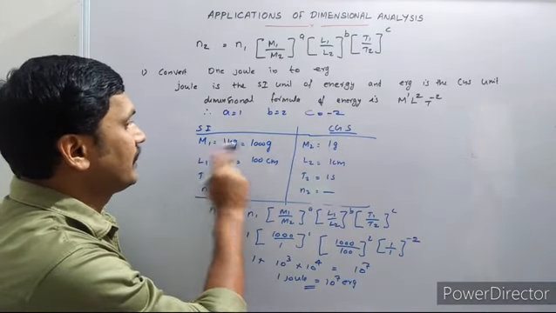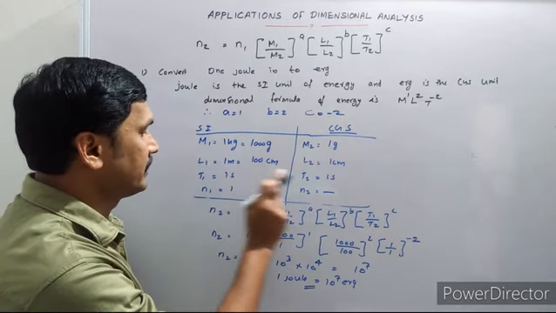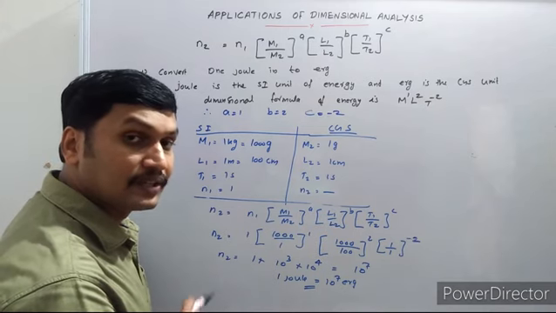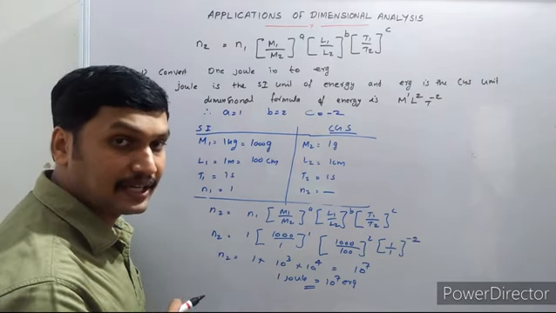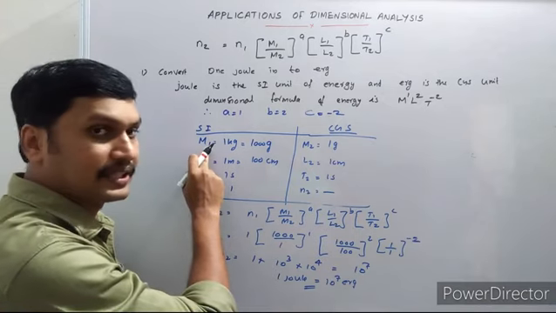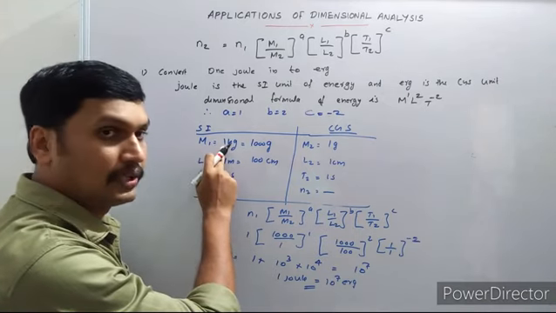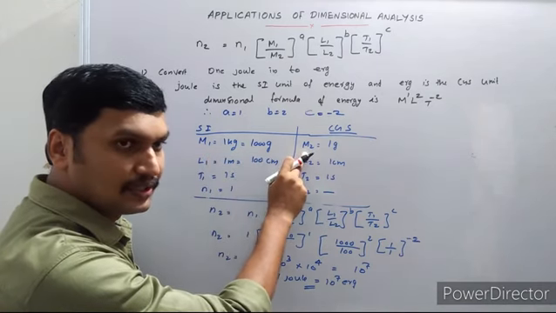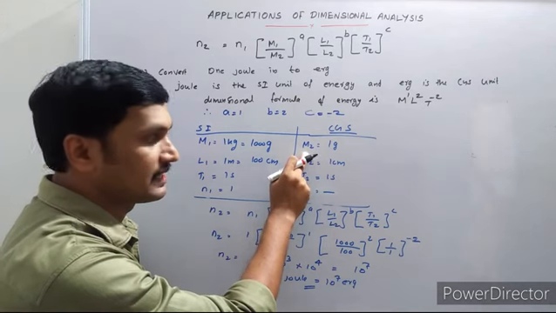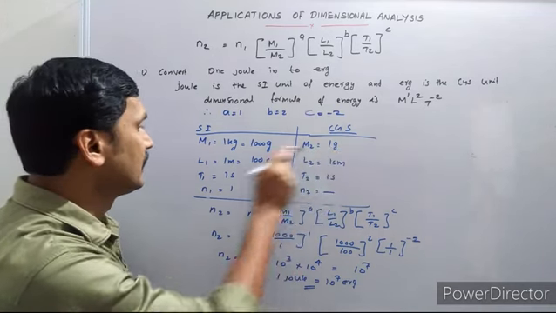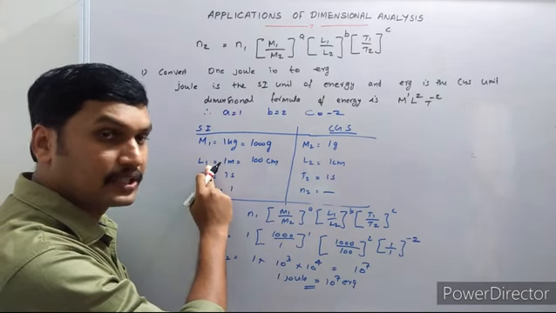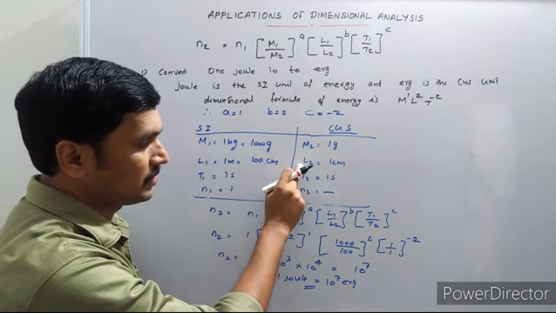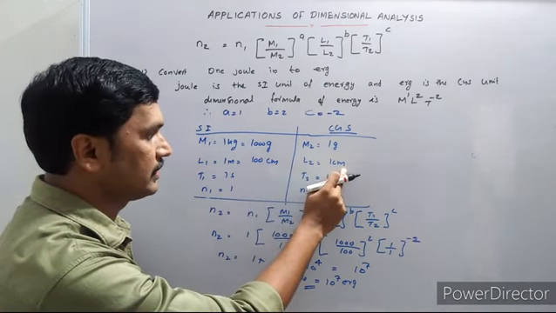Now find M1, M2, L1, L2, T1, T2. M1 and M2 are the sizes of the unit of mass in the SI system and CGS system. M1, the size in the SI system, is 1 kilogram, which in the CGS system you can write as 1000 gram. M2, the unit of mass in the CGS system, is 1 gram. L1 in the SI system, the unit of length, is meter, which you can write as 100 centimeter. L2, the unit of length in the CGS system, is 1 centimeter.